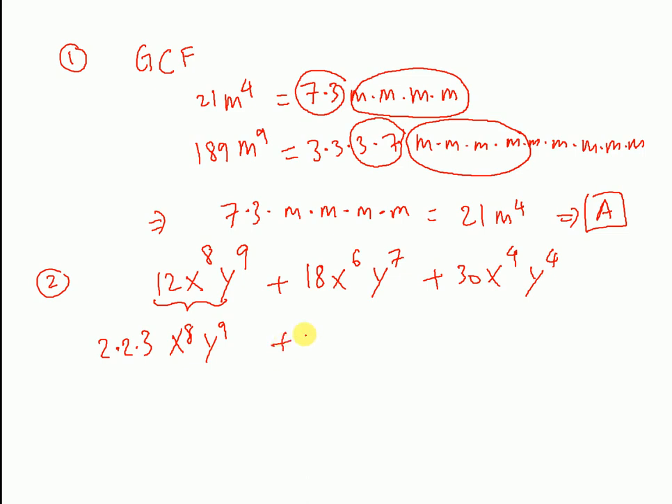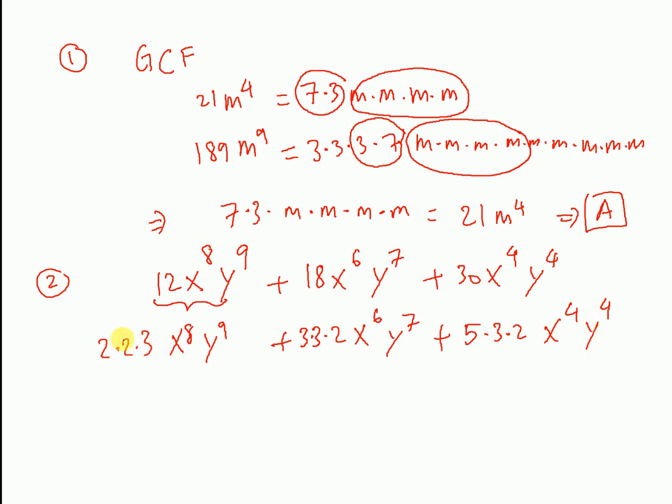Now the second one, we have 18, and this can be rewritten as 3 times 3 times 2, and again x to the 6 y to the 7. 30 can be written as 5 times 3 times 2. 5 times 3 is 15, times 2 is 30. Then x to the 4, y to the 4.